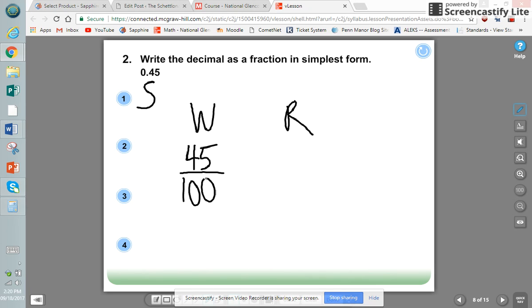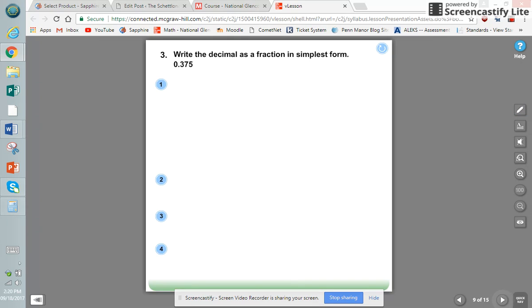Now I'm going to reduce it. Common factor might be 5. Let's look at 5 and what that does. 45 divided by 5 is 9. 100 divided by 5 is 20. I could say this: 45 hundredths as a decimal written in simplest fraction form is 9/20. That's one concept we went over today in class. Here comes another.